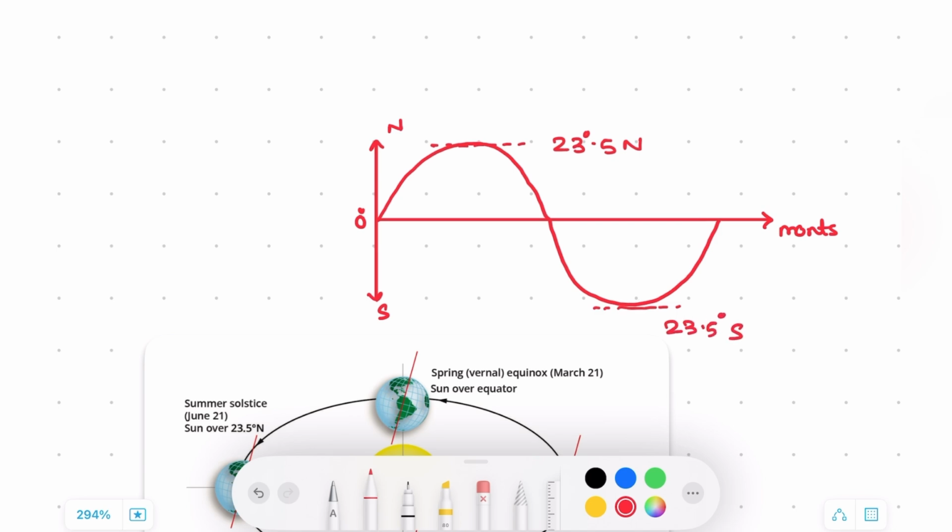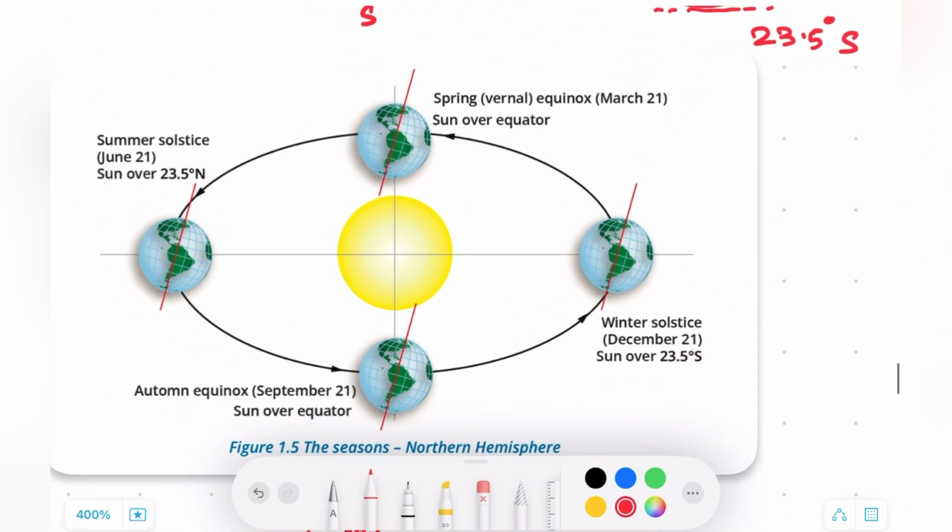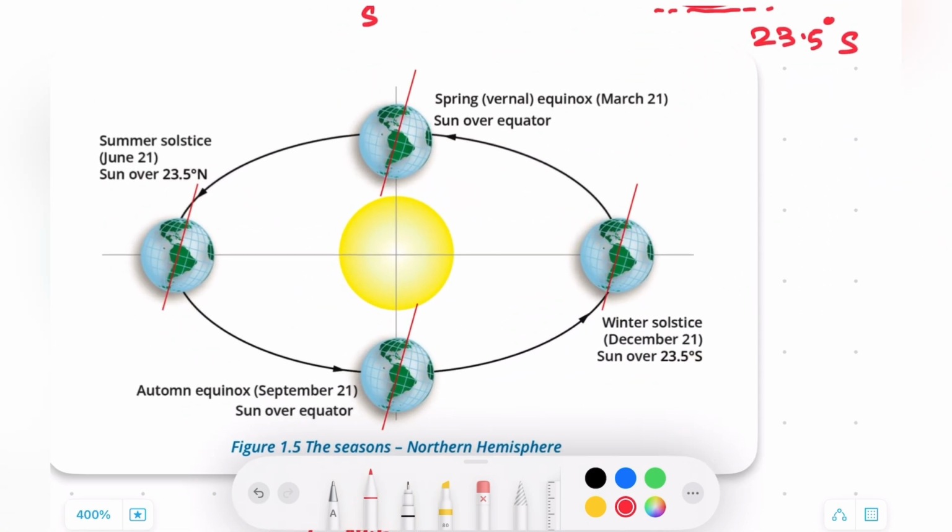So every time the sun crosses the equator, whenever the sun is over the equator, I have equal lengths of day and night, and these points are known as equinox. And these points are known as solstices, right? So take a moment and understand this with the position of the earth.